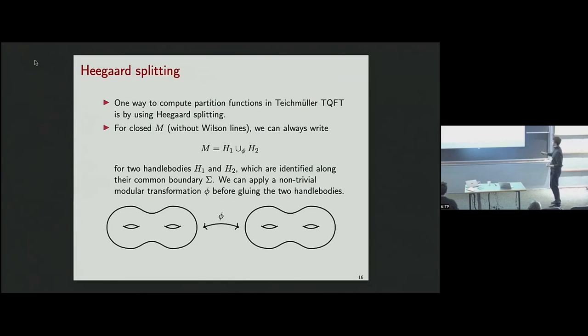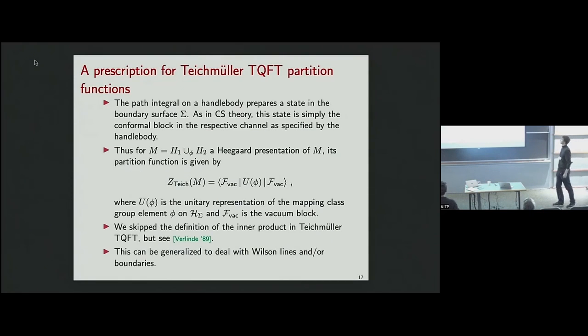But the catch here is that you might identify them with some non-trivial modular transformation before gluing them, which is represented by this phi. And it's a little theorem that you can get any 3D manifold like that. And this decomposition is useful to compute the partition function now, because that reduces basically our task of computing a general partition function to computing the partition function on one handle body.